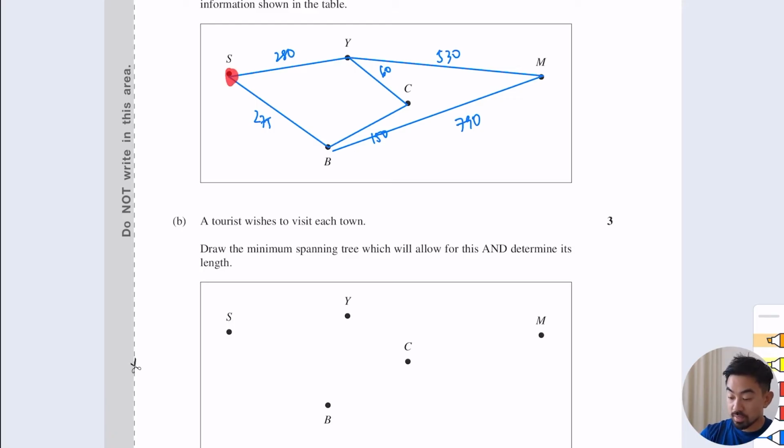So if I start at S, the next smallest one would have to be 275. Going from here, the next smallest connected one would have to be 150. Next smallest would have to be 60. And finally, next smallest, I think, is going to be 530. Okay, now remember, you can't make a loop in a minimum spanning tree, so you wouldn't need that one. Okay, so redrawing this.